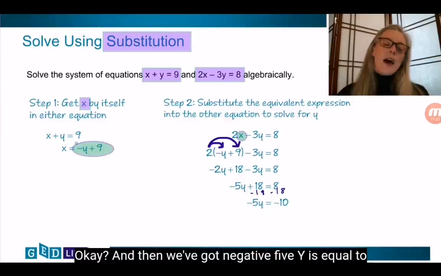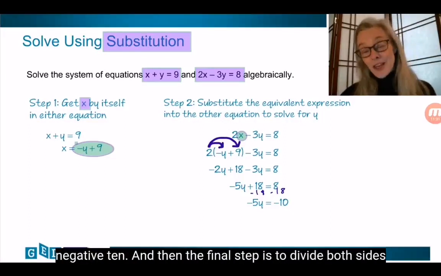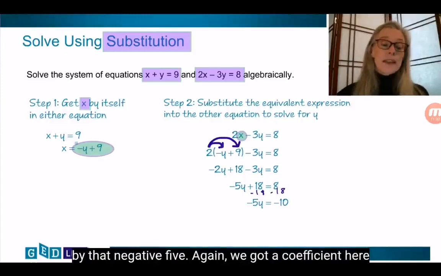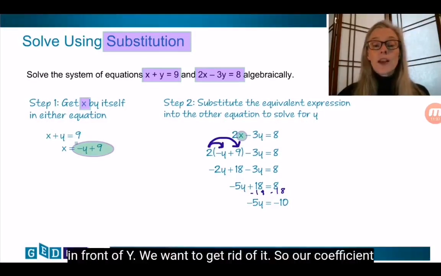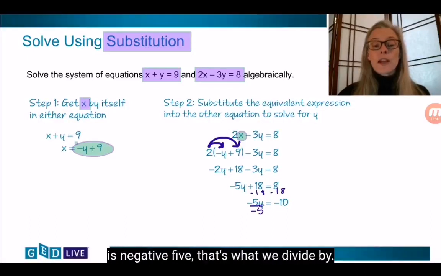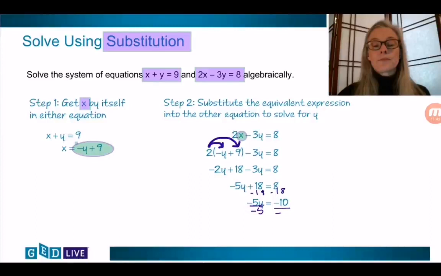Okay. And then we've got negative 5y is equal to negative 10. And the final step is to divide both sides by that negative 5. Again, we've got a coefficient here in front of y. We want to get rid of it. So our coefficient is negative 5. That's what we divide by. And y is equal to 2.